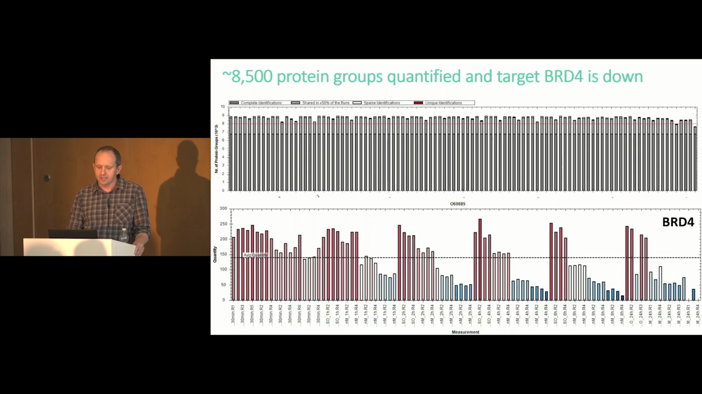And that's the setup. So if you're a Spectronaut user, you'll be very familiar with these views where we say, okay, it looks to be very nice consistent data where we have 8,500 or 9,000 proteins quantified very consistently. Here's the target of this degrader, BRD4, and you can already, just eyeballing it, see we have some degradation.